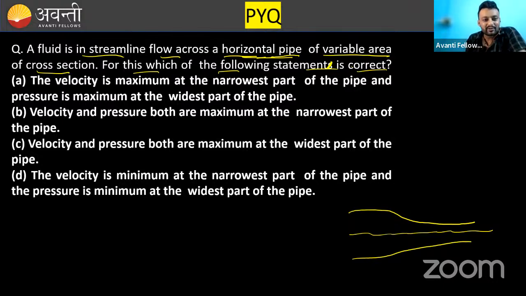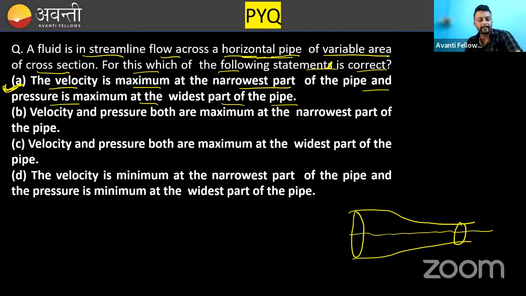Very good. So the question says the velocity is maximum at the narrowest part. That's very true. At the narrowest part, velocity will be maximum. And pressure is maximum at the widest part of the pipe. So this option is correct. We have discussed it right now. Moving further.